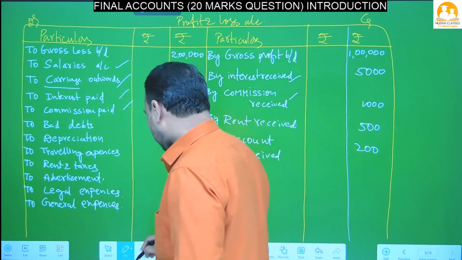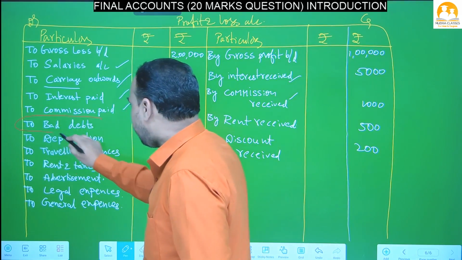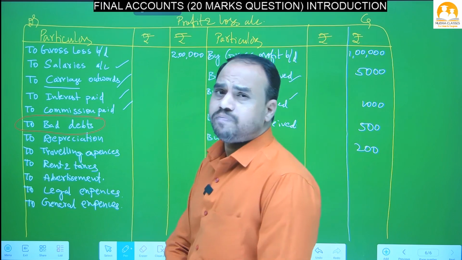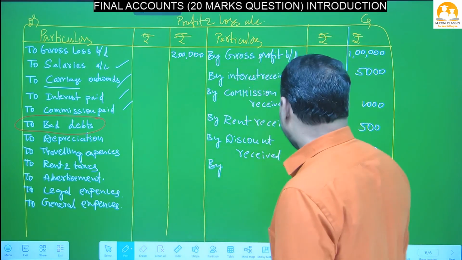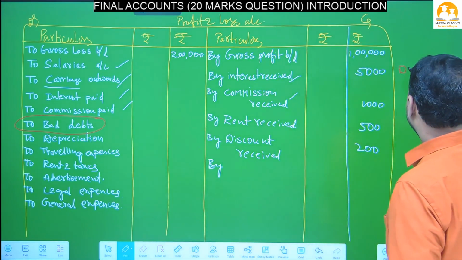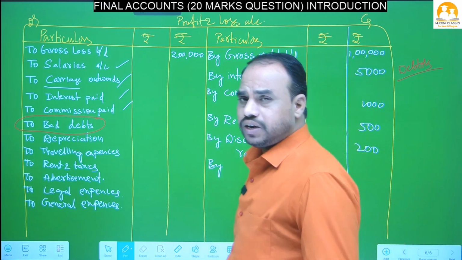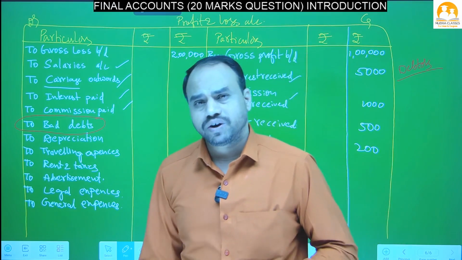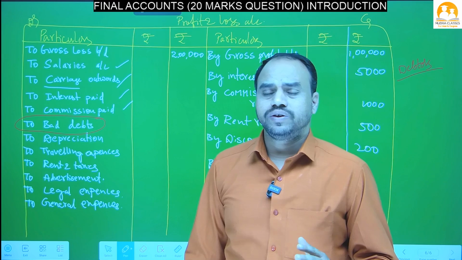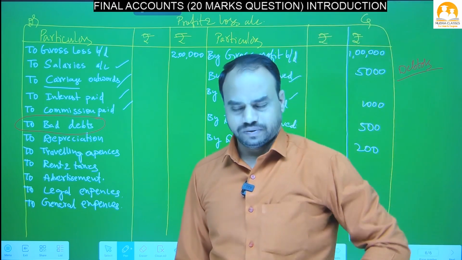This is a very important word, beta. Bad debts. Bad debts is very important. What is the meaning of bad debts? First of all, you have to know the word debtors. Debtors means the person who is liable to pay, the person who received a benefit from us and will not pay money immediately, but will pay in the future.